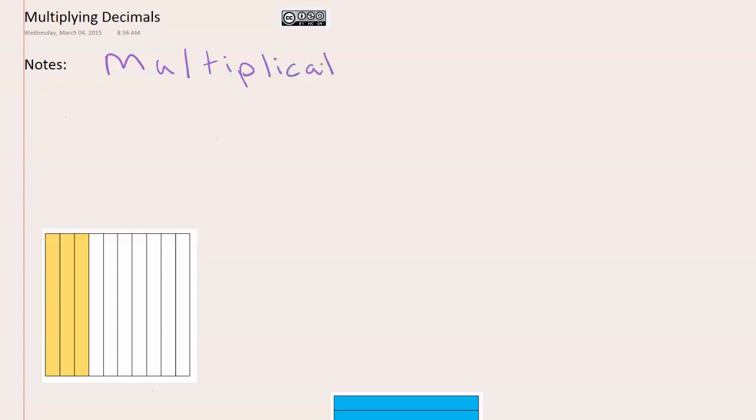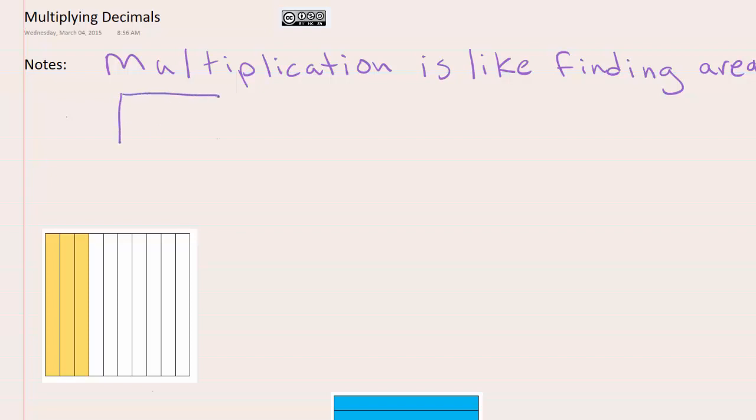Multiplication is like finding area. So, for example, if we drew a rectangle and that rectangle was 3 squares tall and it was 3 squares wide, a 3 by 3 rectangle, then we would have 1, 2, 3, 4, 5, 6, 7, 8, 9 squares.